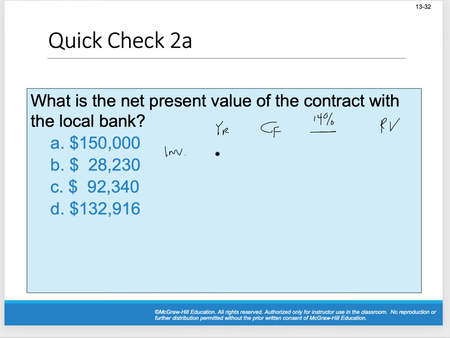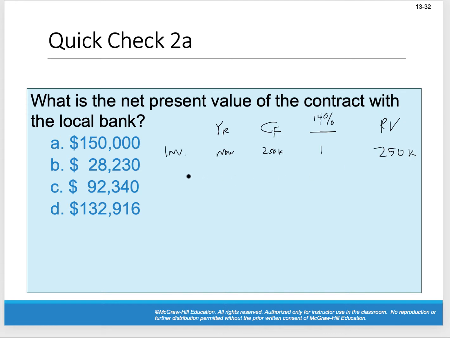When do I pay it? Well, I pay it now. So I get 250,000 bucks. Factor of 1. Right, because it's happening now, it's always a factor of 1. 250K.